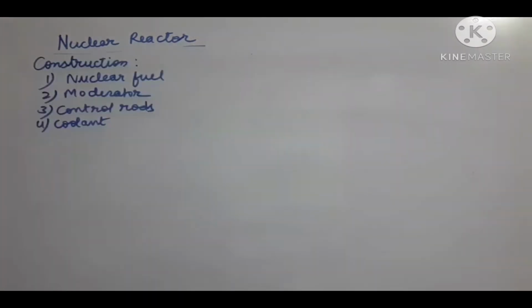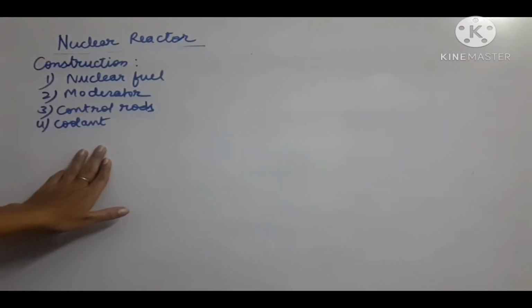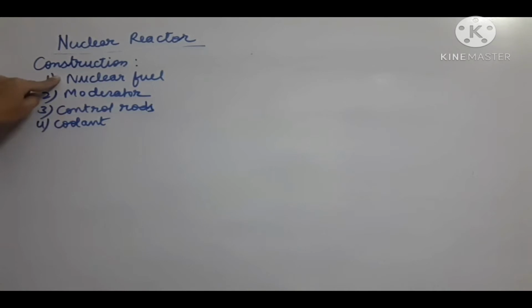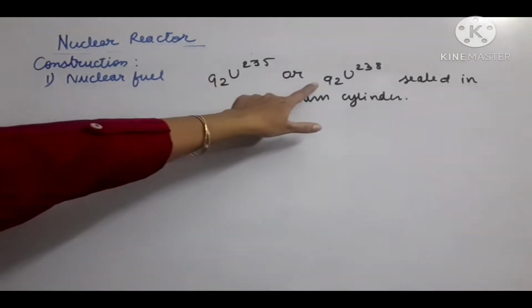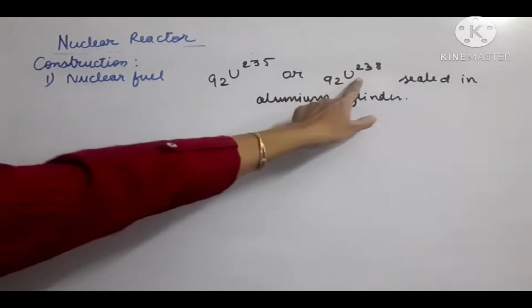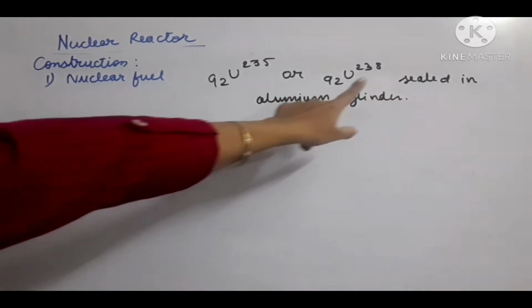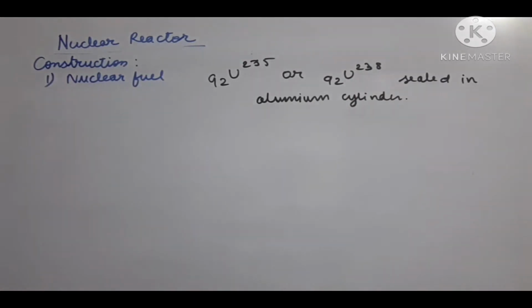Let us understand now the construction part of the nuclear reactor. Here we need the nuclear fuel, then a moderator, then the control rods, and then the coolant. Let us understand the detail of each part. As nuclear fuel, basically the isotopes of uranium are used, 92U235 or 92U238, which are abundant. They are sealed in an aluminum cylinder because they are very radioactive and can give rise to some hazardous decay radiations. That's why they are sealed in the aluminum cylinder.